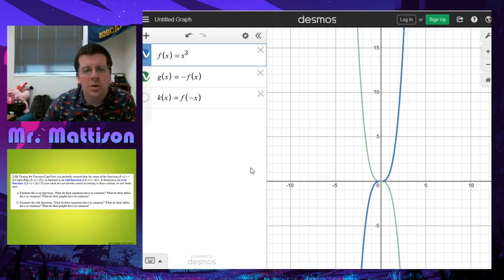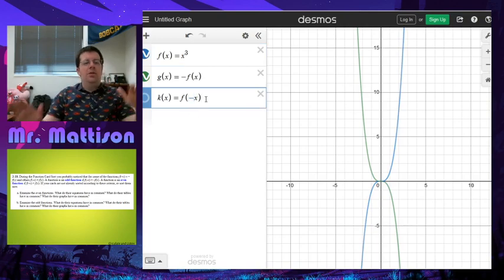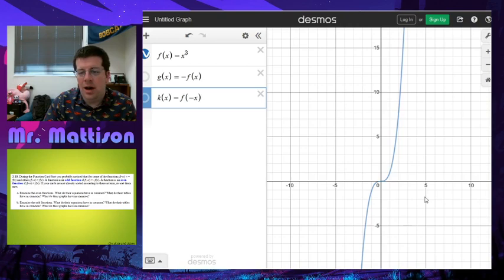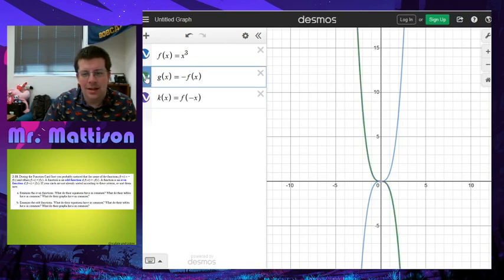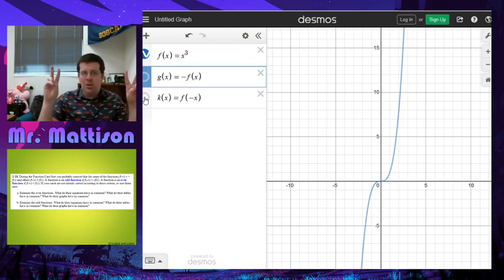Okay. So a negative on the inside here means I flip it horizontally, right? So I flip it over the y-axis now. If I take that blue graph and flip it over the y-axis, what's it going to look like? That. Well, that is the exact same thing as this, right? So what this is really saying is, for this blue graph, if I do a vertical flip or a horizontal flip, I get the exact same result. Now that's true for every single one of these quote-unquote odd functions.